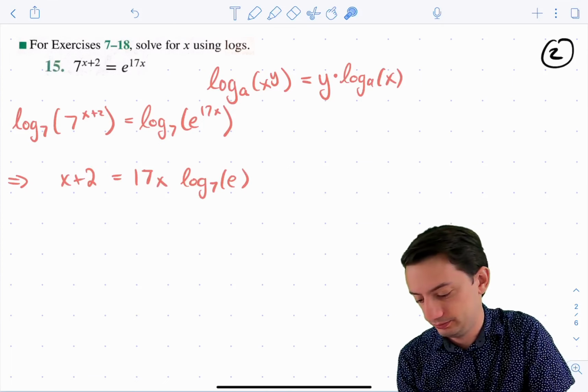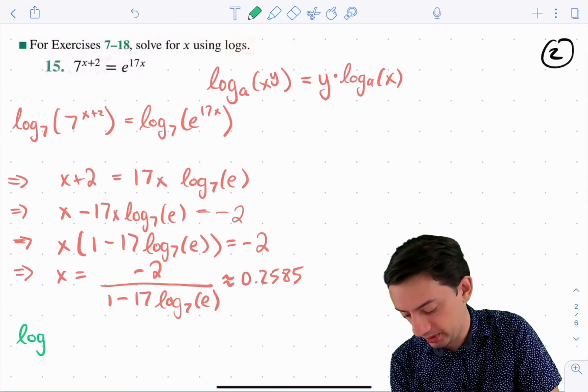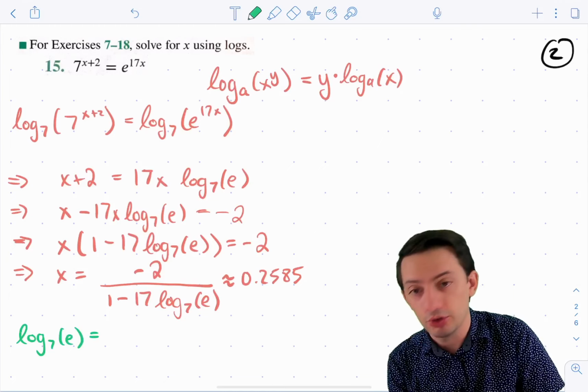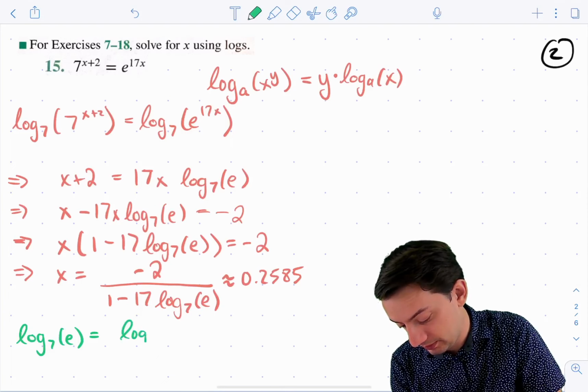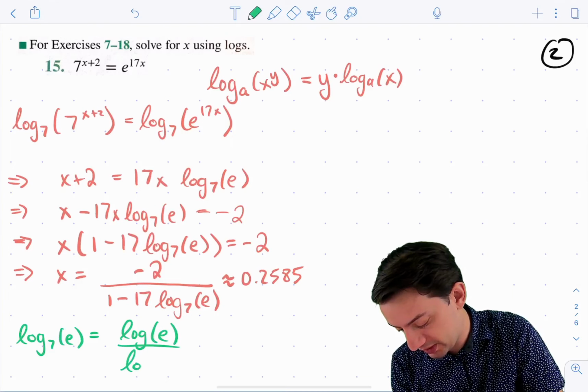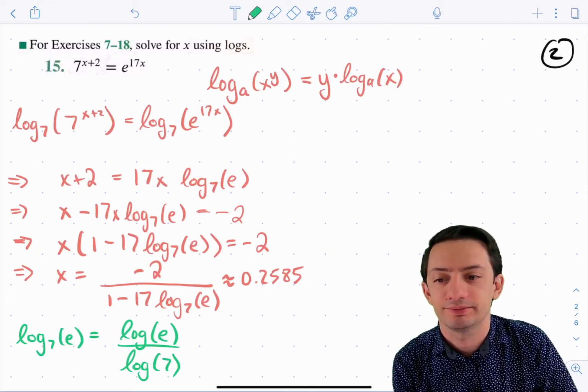So you could plug this into a calculator and you'll get about 0.2585. Now, of course, your calculator probably does not have a log base 7 button. So the way you calculate log base 7 of e is using that change of base formula. You use any base, either log base 10 or natural log, whatever you like. And you say log of e over log of 7. And that's how you get your log base 7 of e.